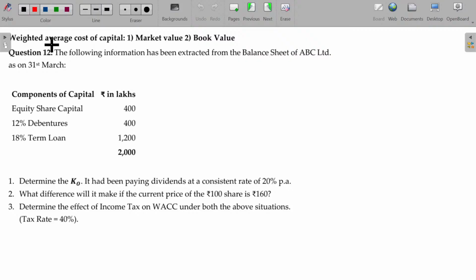So we will calculate weighted average cost of capital. We represent that as K subscript O, weighted average cost of capital. The following information has been extracted from the balance sheet of ABC Limited as on 31st March. While calculating the KO, we can calculate using the market value approach. Another one is book value approach.